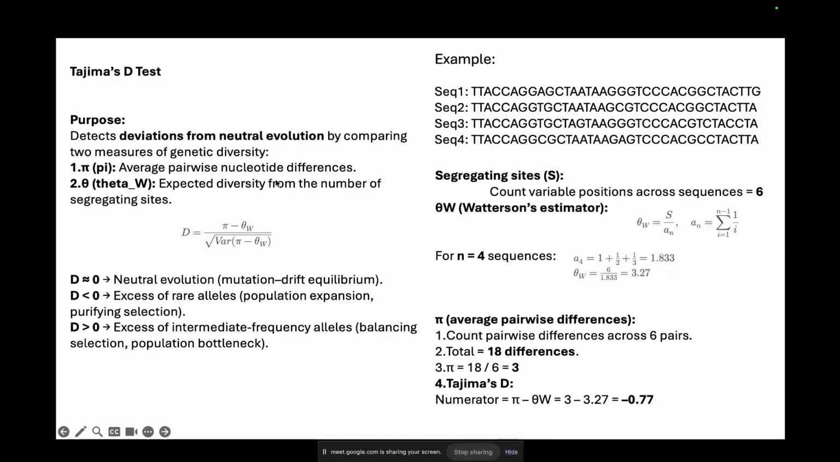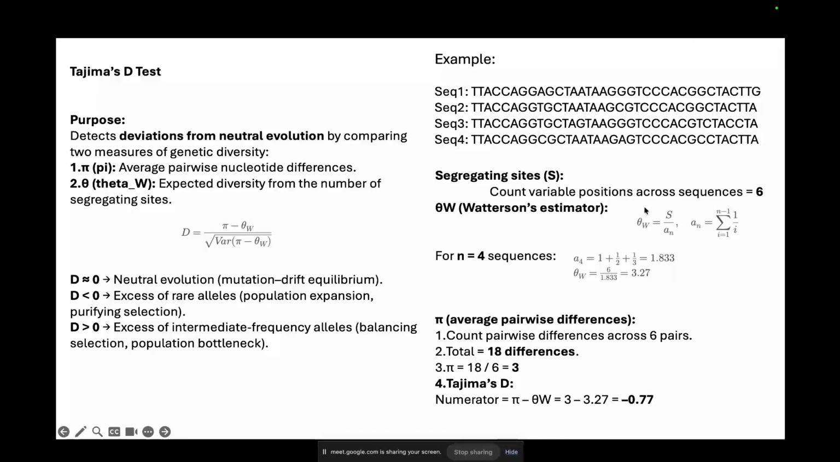And then D you can calculate directly from here, because you have pi minus theta W. Since there is no variance in pi minus theta W if you have only one data point, you just take pi minus theta W, 3 minus 3.27, which is negative 0.77. If it is negative, then purifying selection is happening, negative selection is happening, with an excess of rare alleles in the population, and the population is expanding.